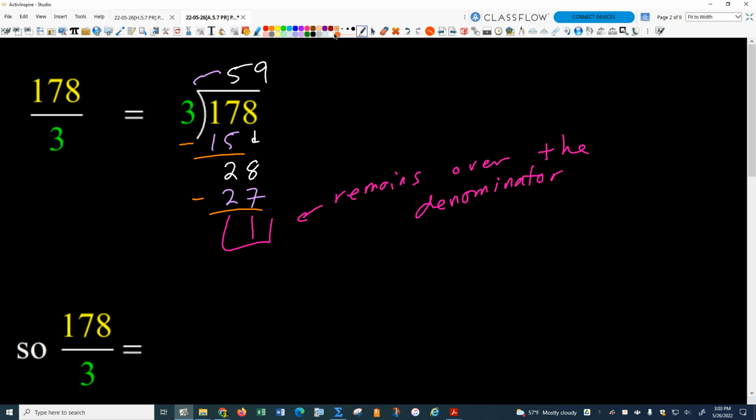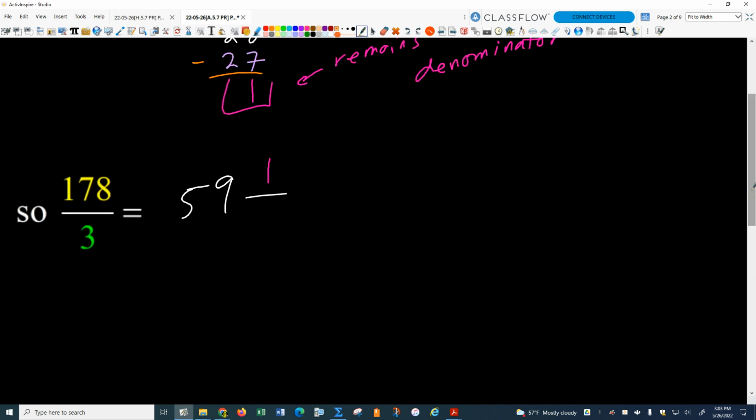So our final answer is just going to look like my 59 and the remainder was 1, and that's what remains over the denominator of 3. So 59 and 1/3 is how we would have said that back in grade school or in middle school, right? Now we don't use mixed numbers anymore. So we know that 59 and 1/3 is really 59 and another extra 1/3. So it's 59 plus 1/3 is what we really mean by 59 and a third, right? 59 plus an extra additional 1/3.